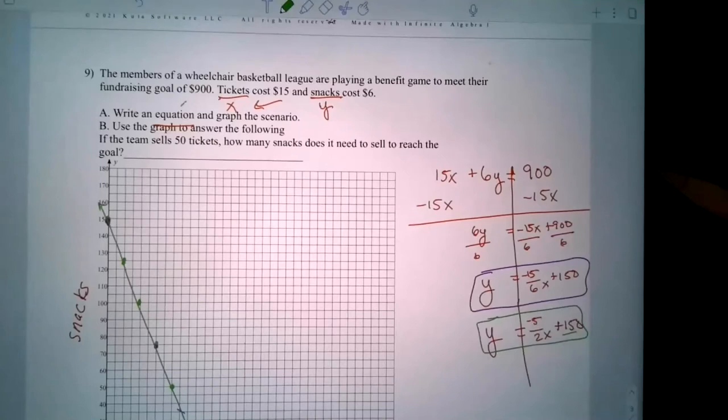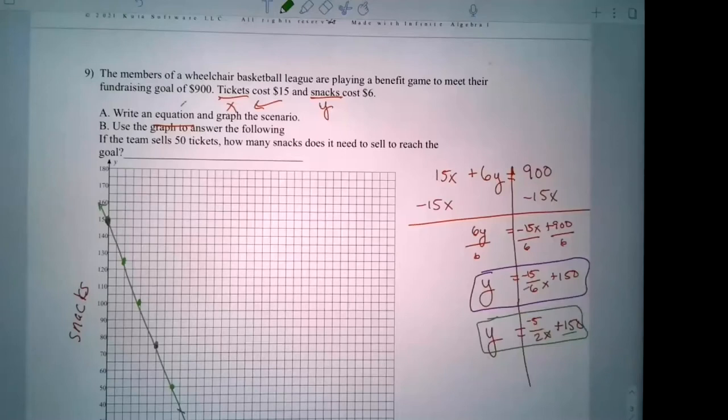We changed it to slope-intercept form. And you could have wound up with y equals negative 15 over 6x plus 150. Or if you reduce that, you would have gotten negative 5 over 2x plus 150. But I will tell you that when you get to this slope-intercept form, no matter which one you use, you're going to get the same graph. Okay? You'll get the same exact graph.